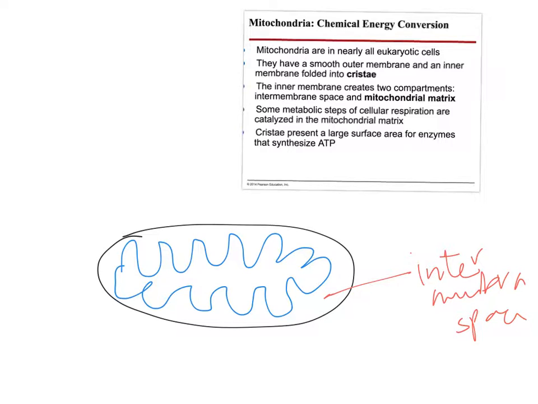Because the way it works is that the mitochondria are going to move hydrogen ions into that intermembrane space and produce a concentration gradient. Okay? Lots of hydrogen ions in this space, and they want to go back, and they're going to use that in order to produce ATP.